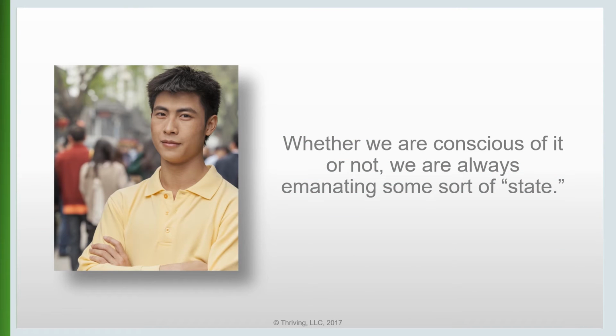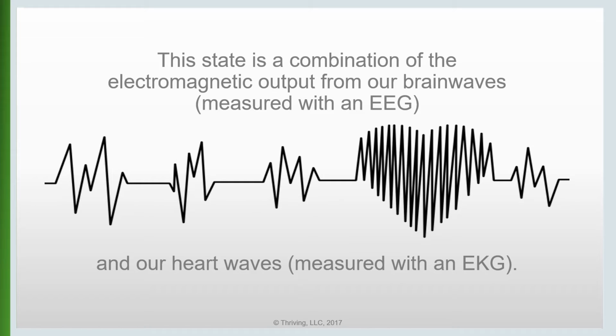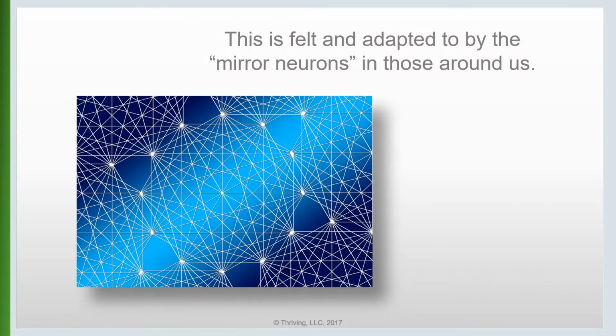Whether we're conscious of it or not, we're always emanating some sort of state. This state is a combination of the electromagnetic output from our brain waves, which they measure with an EEG, and our heart waves, measured with an EKG. So this state is felt and adapted to by the mirror neurons in those around us and through other mechanisms that quantum physicists and biologists are actively exploring.